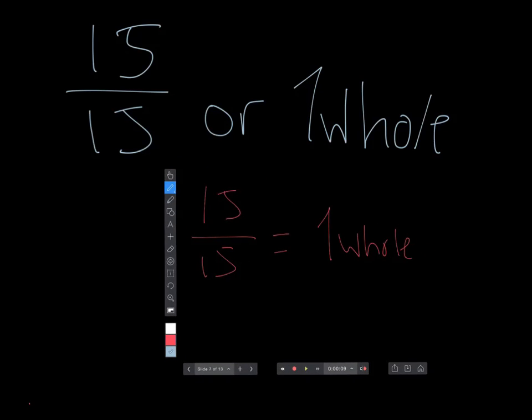So you can see that the visual and the quick strategy both give you the same answer.